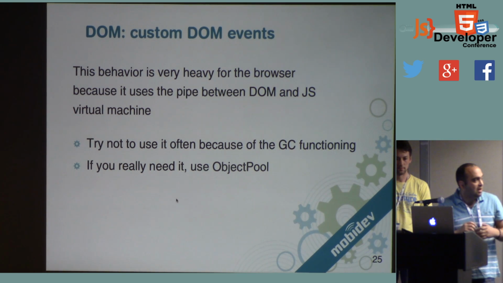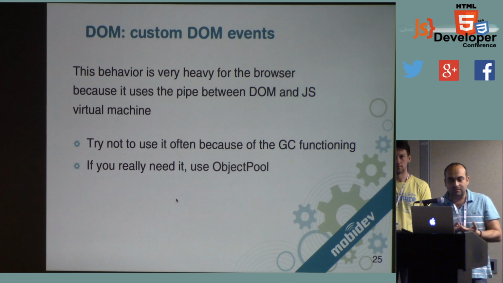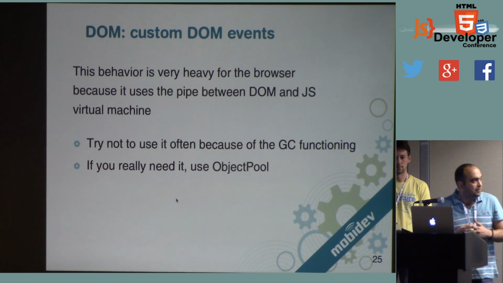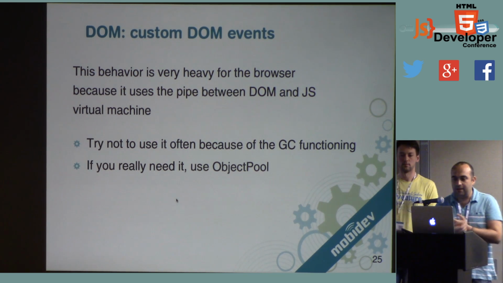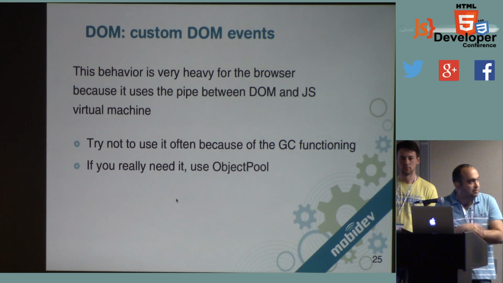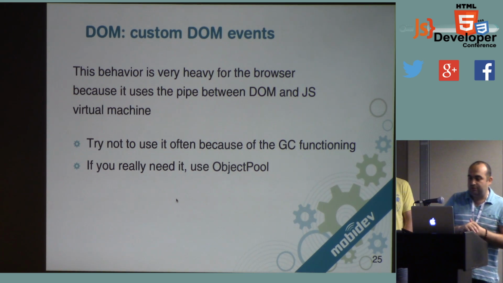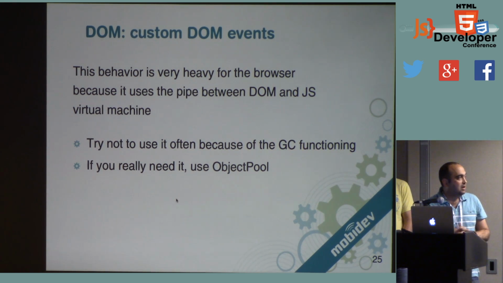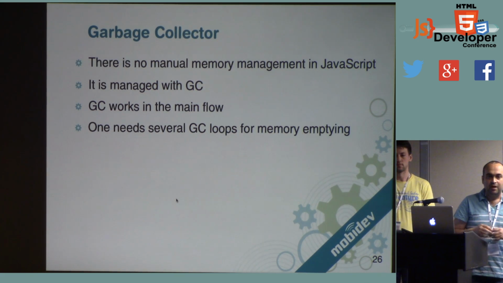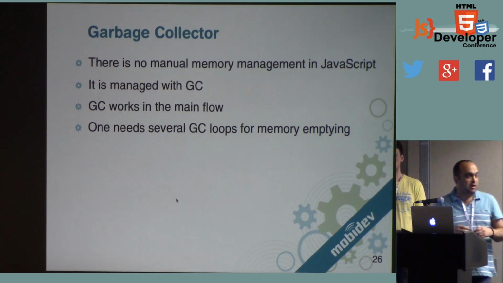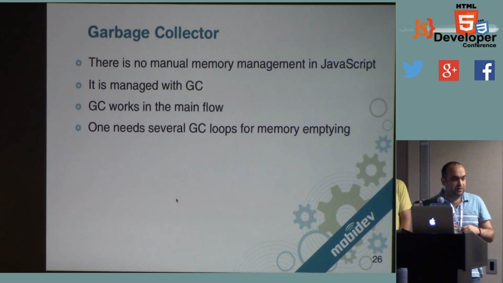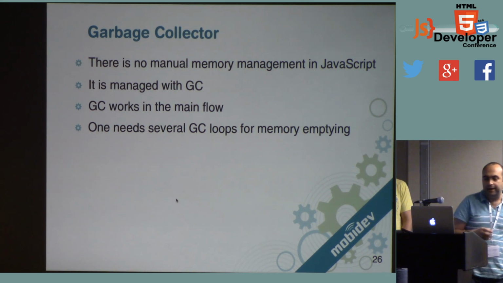it leads to lags because it pushes these objects and brings the garbage collector into work. So try not to use them often, and if you really need them, try to use an object pool, or for example a pub/sub architecture in your application, to avoid the relationship between your custom events and the DOM.